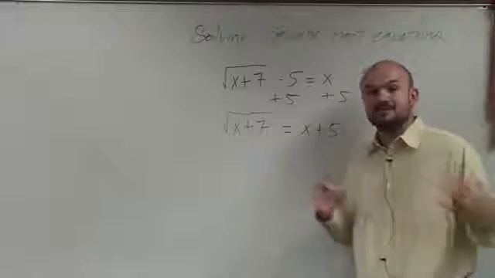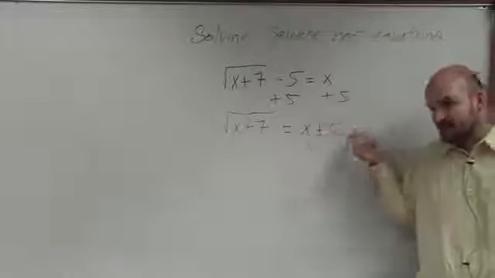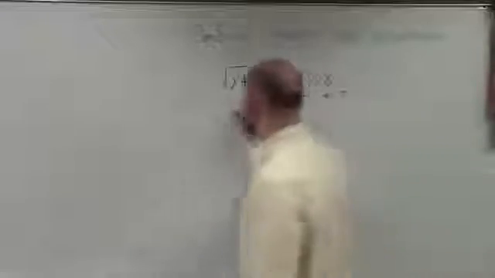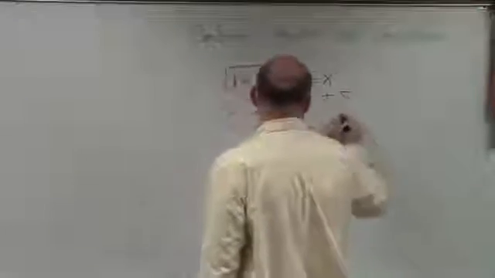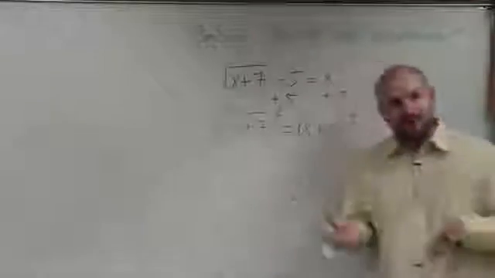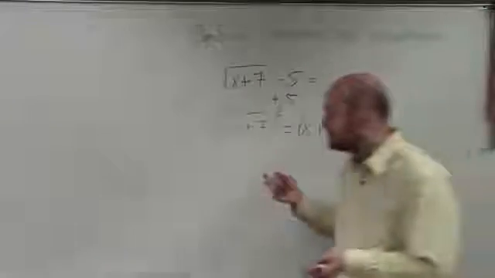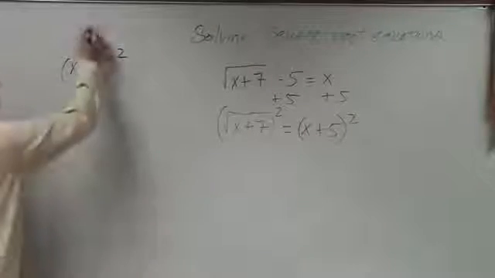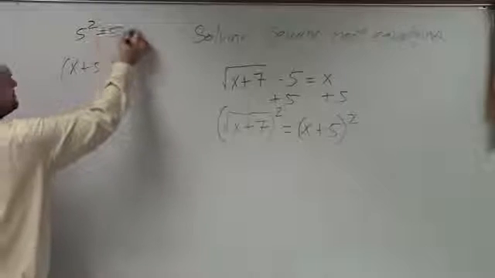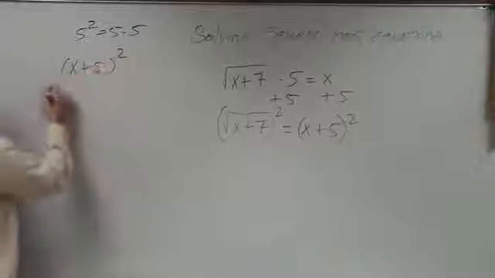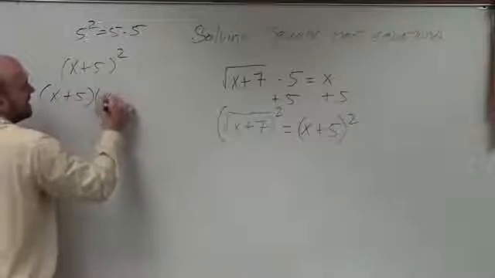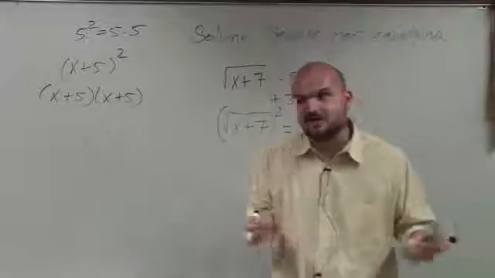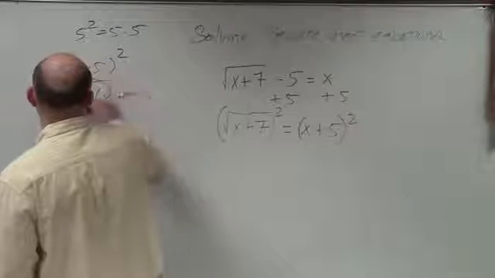Now, unlike the last problem we did, we now have an expression on the right-hand side. So if I want to undo the square root, I do have to square it. But now I have to square the expression. So we have to remember, well, what does x plus 5 squared mean? Well, first of all, guys, 5 squared means 5 times 5. So x plus 5 squared means x plus 5 times x plus 5. Right? You got to multiply them by each other. So now you have to use FOIL.